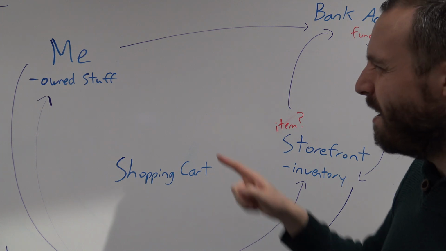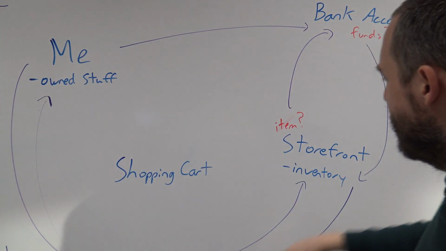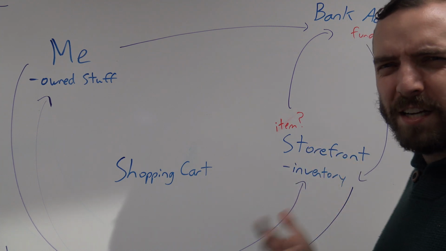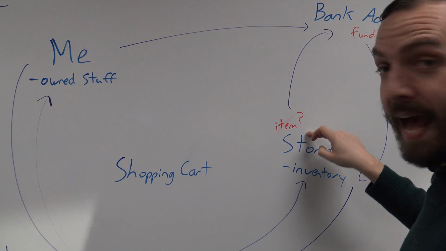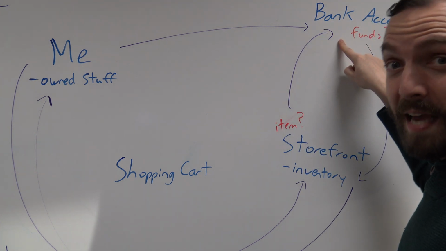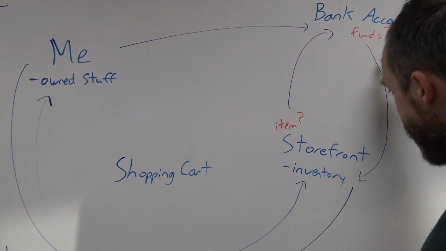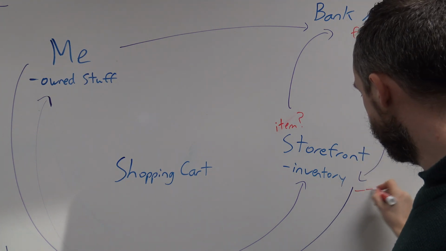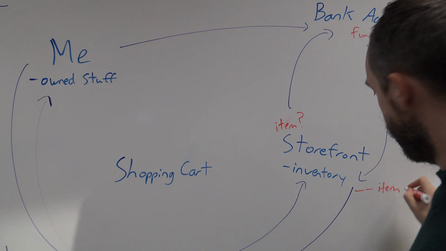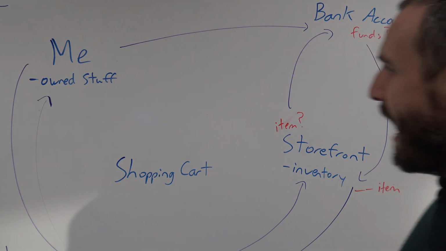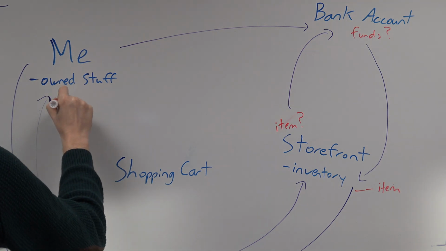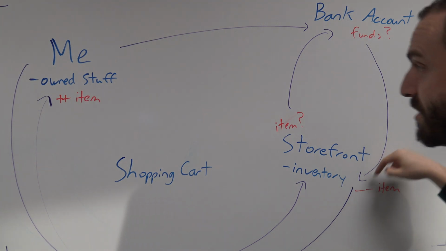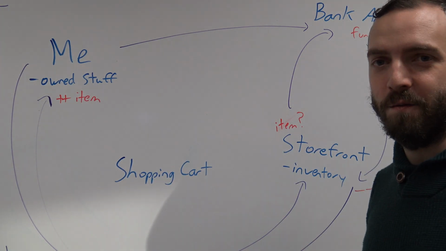And if this happens, then the storefront is going to send me that item and transfer it into my owned stuff. So again, I'm going to be asking the storefront, I want to look at your inventory, I want to make a choice, I want to buy something, and if they have the thing I want to buy, I'm going to ask my bank, hey, can I afford this? And if I can, then I'm going to send that money to the storefront, and then it's going to subtract the item. Can you see that? Subtract the item, and then I'm going to add the item to my stuff. So it's being moved out of the storefront and into the stuff that I own.